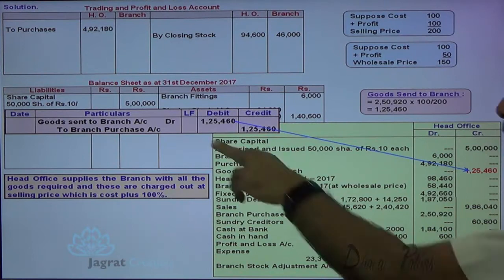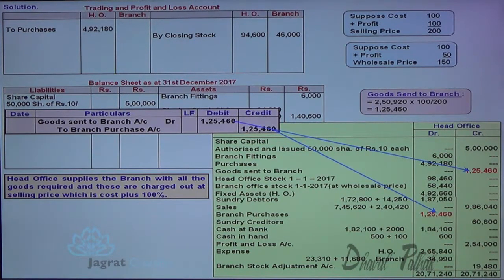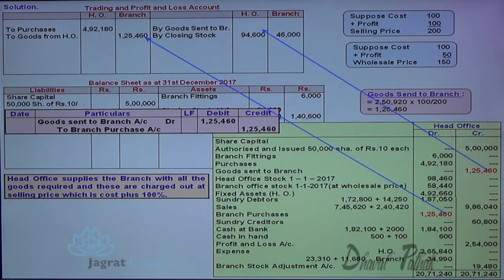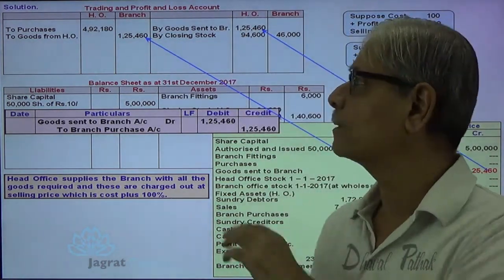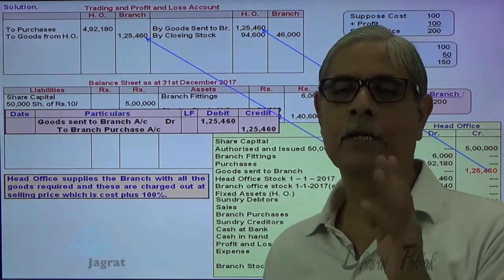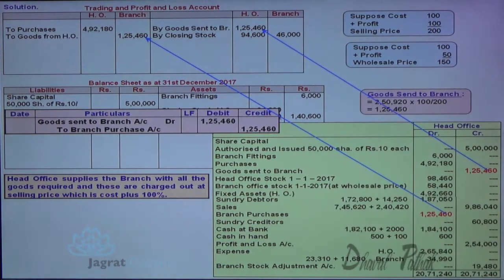And in the same way, branch purchase account credit. Branch purchase account is 2,50,920. To that, 1,24,460 is deducted. So branch purchase also becomes 1,25,460. So this is the goods sent to branch. Debit the receiver and credit the giver. Branch is the receiver. HO is the giver. So HO's trading account is credited for cost of goods sent to branch, and cost of goods sent to branch is debited to the branch trading account, just like branch purchases. The word used here is branch purchases.